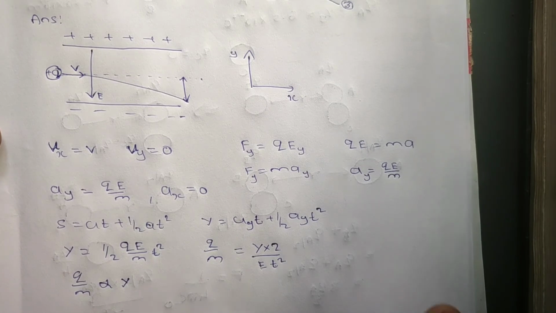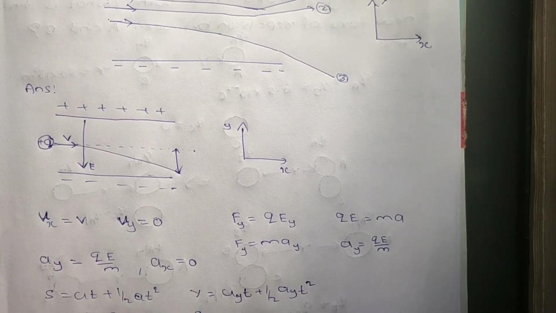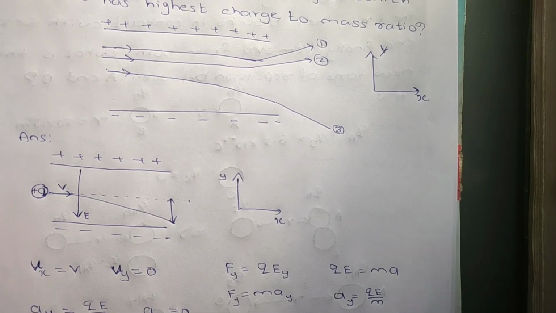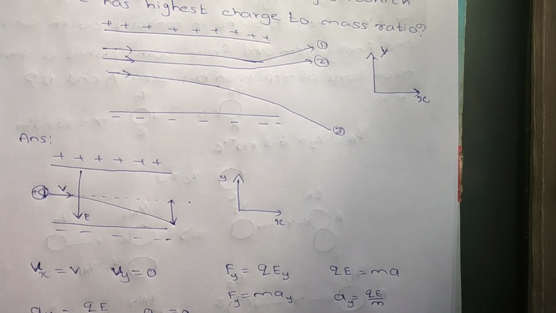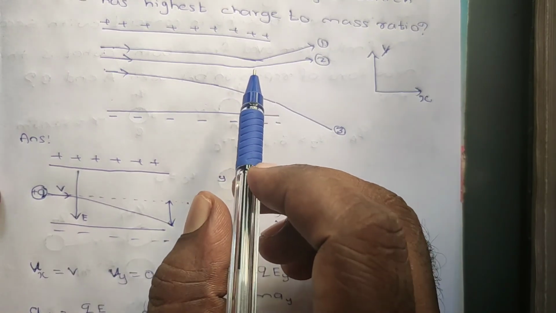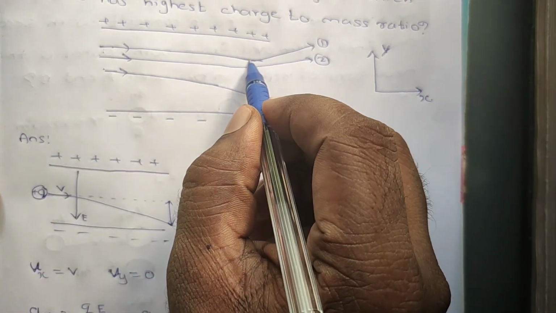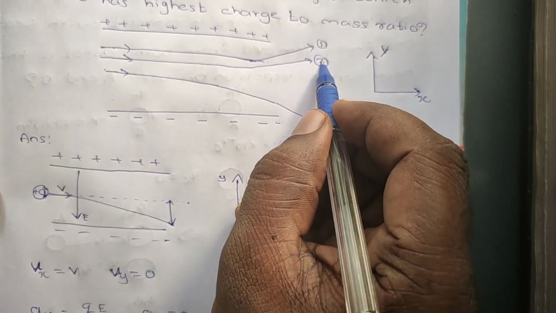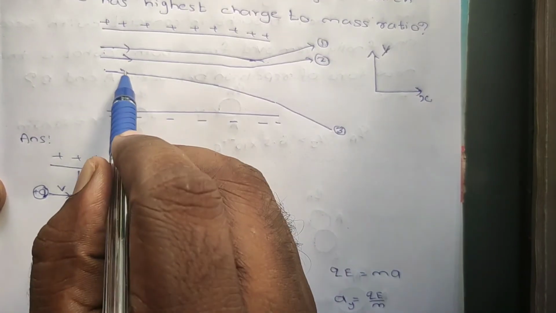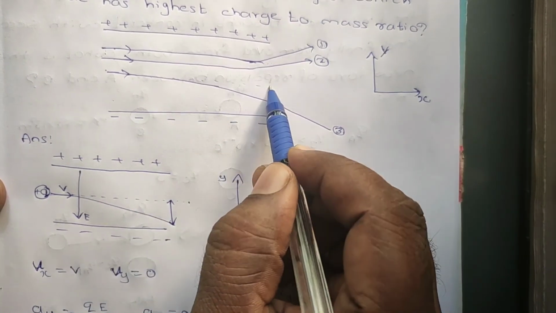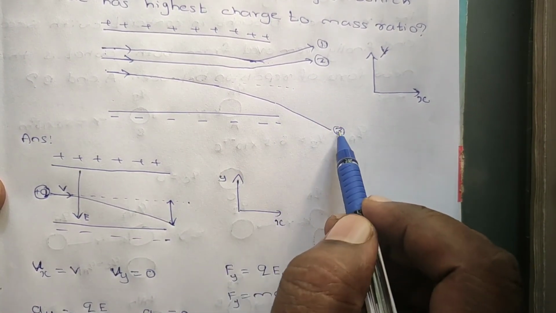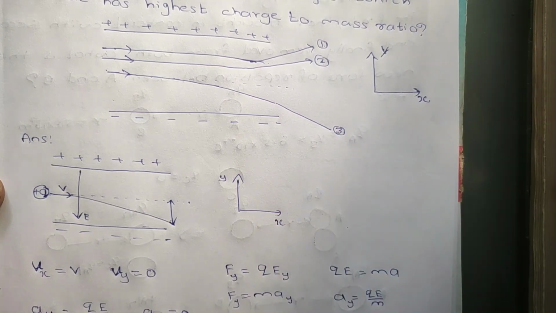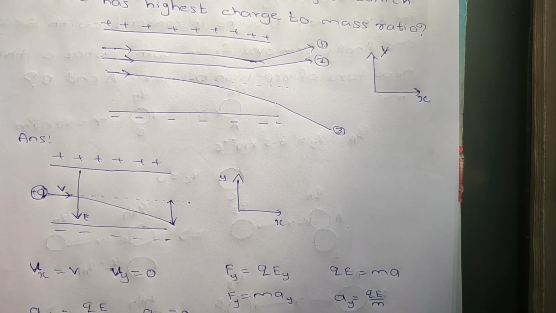This we will apply in this case. Here you can see that the deflection along the y-axis for the first and second is smaller compared to the third. The deflection of the third charge is larger. So the Q by M of the third charge is larger. So the highest charge to mass ratio is for the third particle.